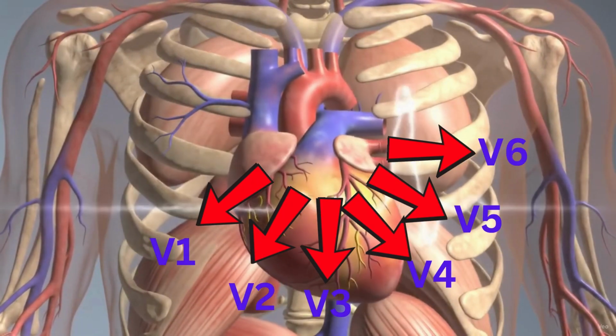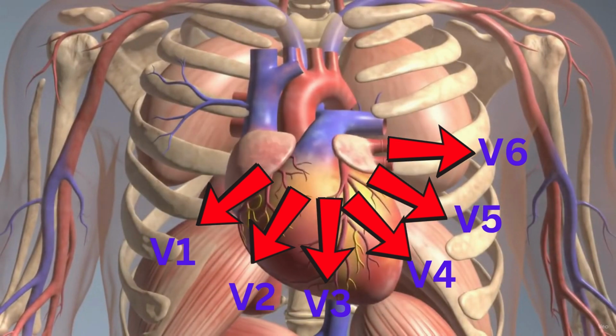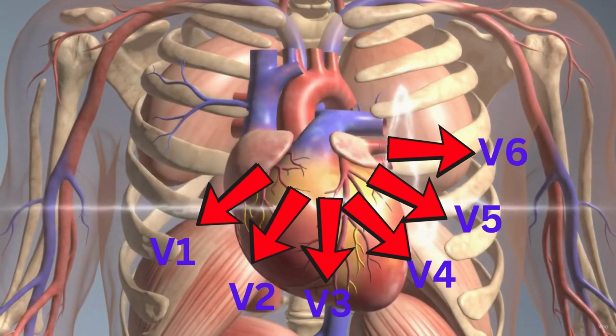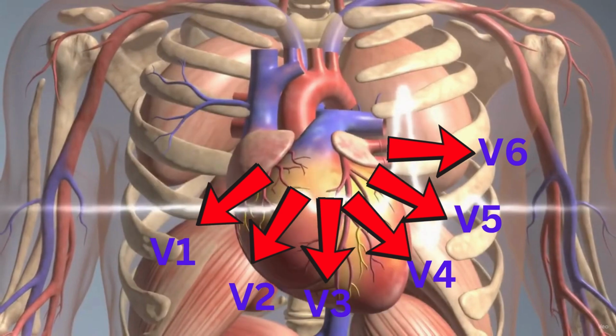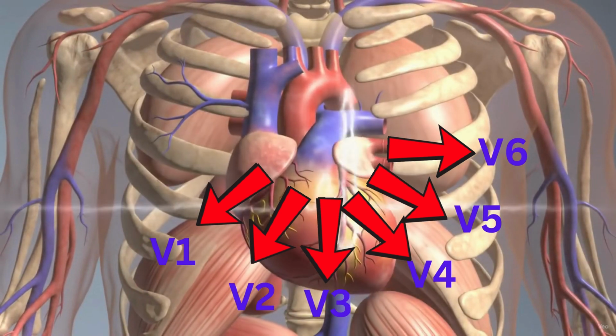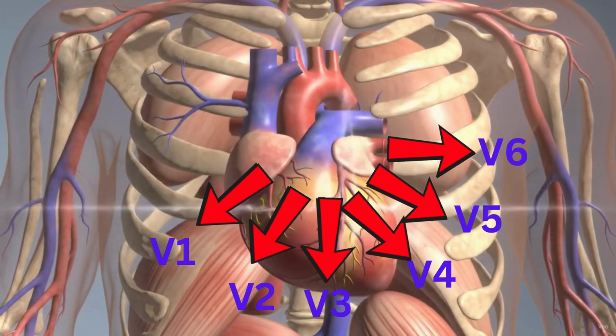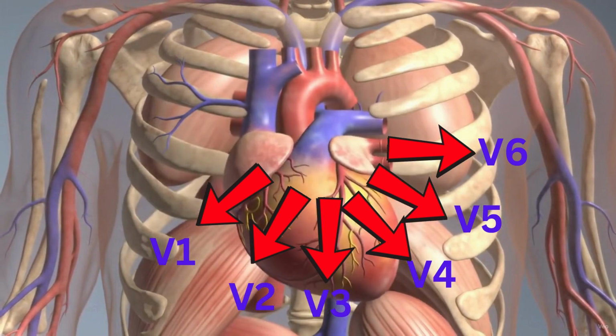The precordial leads V1 to V6 wrap around the chest and view the heart in the horizontal plane. V1 and V2 look at the right ventricle and septum, V3 and V4 focus on the anterior wall, and V5 and V6 see the lateral left ventricle.